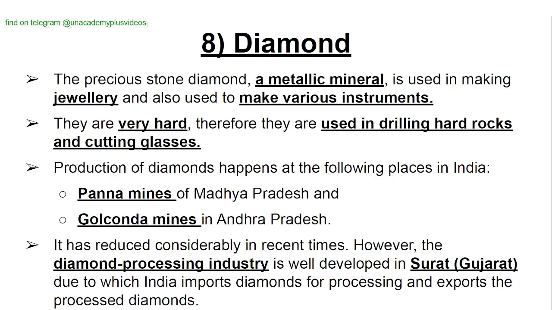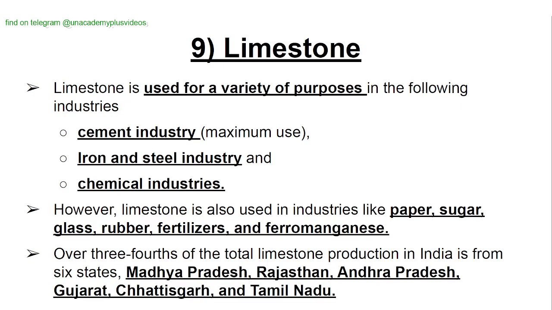Diamond. The precious stone diamond, a metallic mineral, is used in making jewelry and also used to make various instruments. They are very hard, therefore, they are used in drilling hard rocks and cutting glasses. Production of diamonds happens at the following places in India: Panna mines of Madhya Pradesh and Golconda mines in Andhra Pradesh. It has reduced considerably in recent years. However, the diamond processing industry is well developed in Surat, Gujarat, due to which India imports diamonds for processing and exports the processed diamonds.